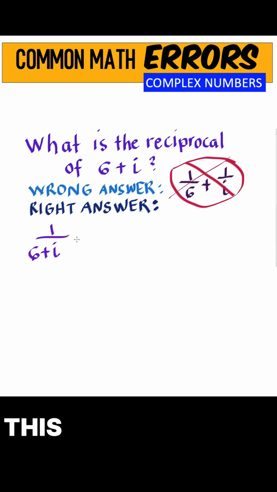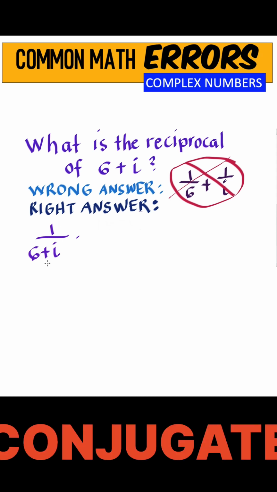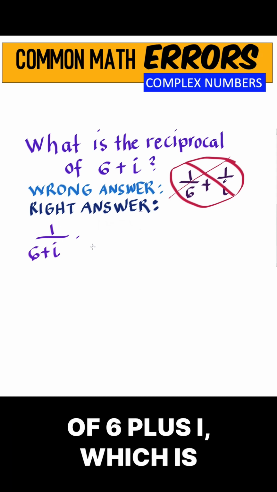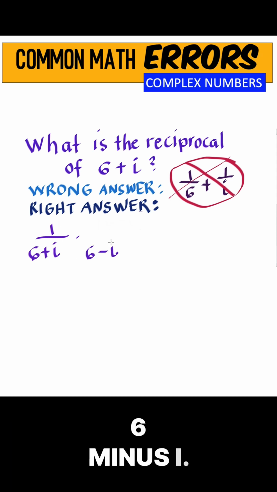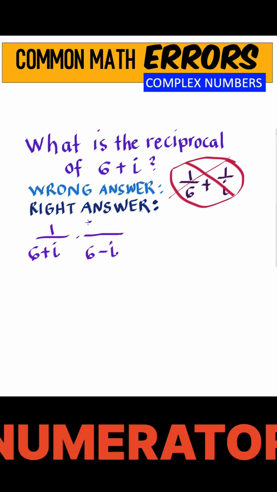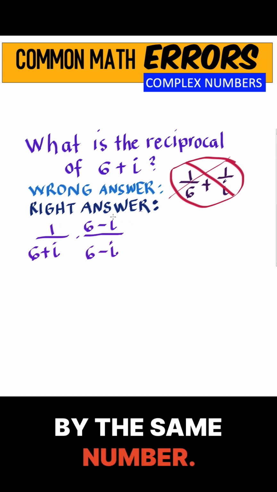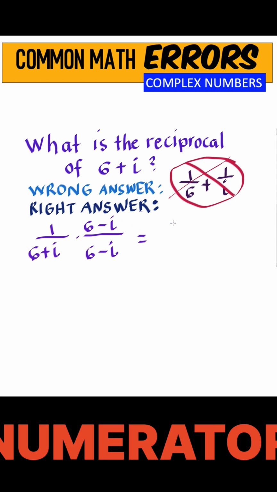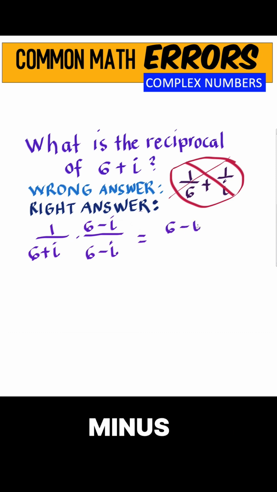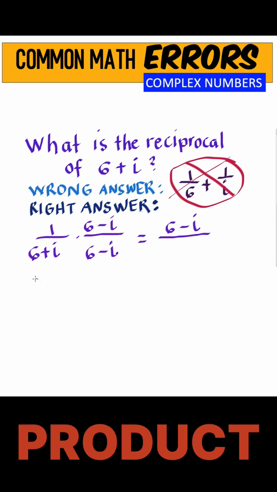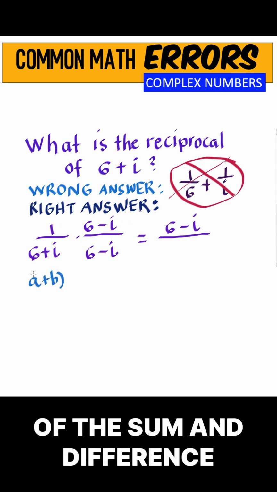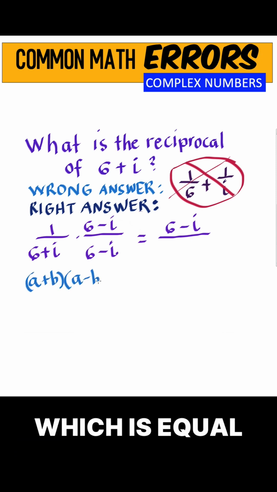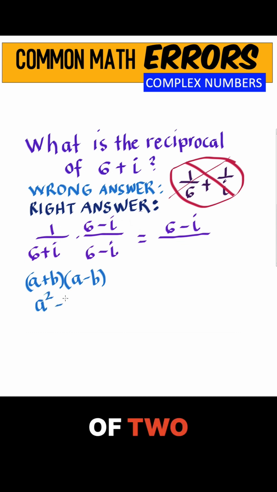And we can simplify this by multiplying both the numerator and the denominator by the conjugate of 6 plus i, which is 6 minus i. So we multiply both the numerator and the denominator by the same number. Now, numerator times numerator, since any number multiplied by 1 is equal to the same number, the numerator is 6 minus i. And for the denominator, we have here the product of the sum and difference of two numbers, which is equal to the difference of two squares.